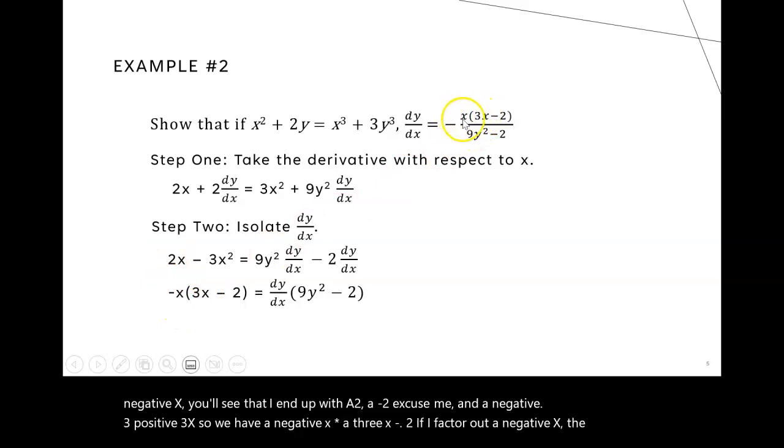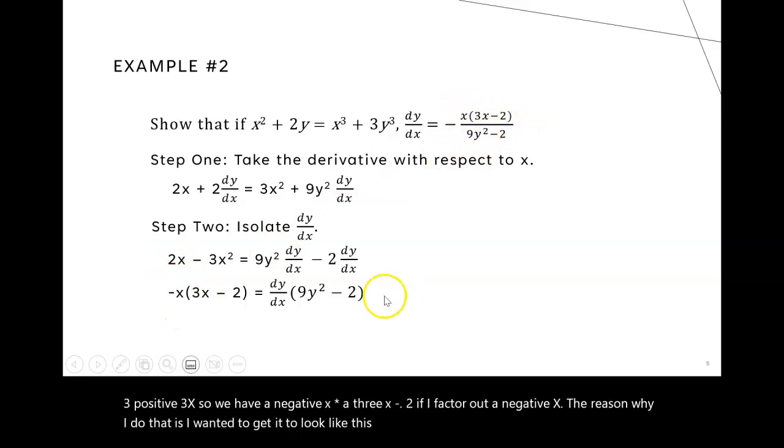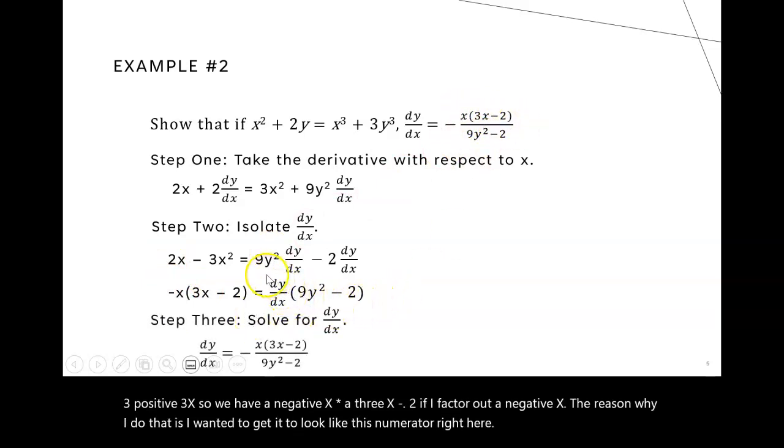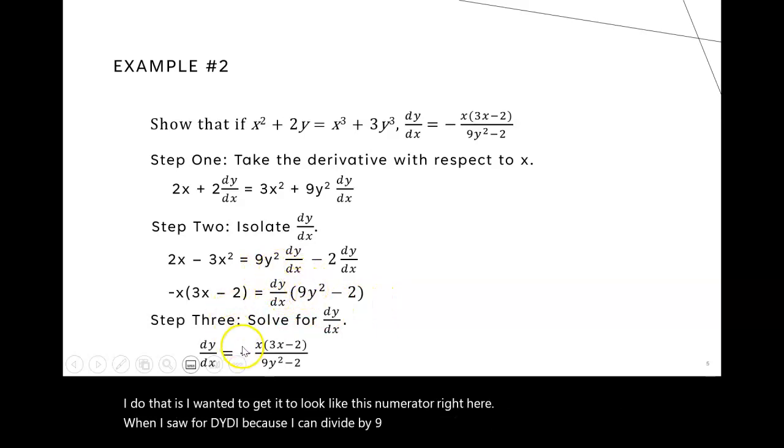The reason why I do that is I wanted to get it to look like this numerator right here. When I solve for dy/dx, I can divide by 9y squared minus 2 on both sides, and I get the answer that they gave me.